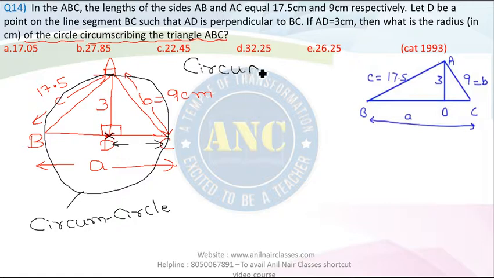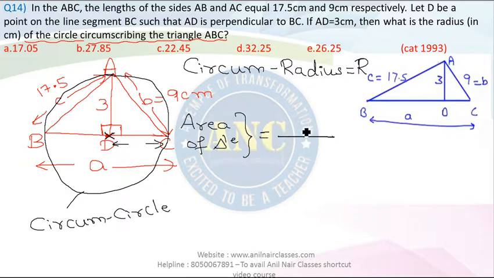Circumradius, which we have discussed in our geometry class in detail. Anil sir has explained the meaning of circumcircle, circumradius, everything in detail in the geometry class. Circumradius is usually denoted by the symbol capital R. Now whenever circumradius comes into the picture, the area of a triangle is given by abc divided by 4R, where a, b and c are the 3 sides of the triangle.